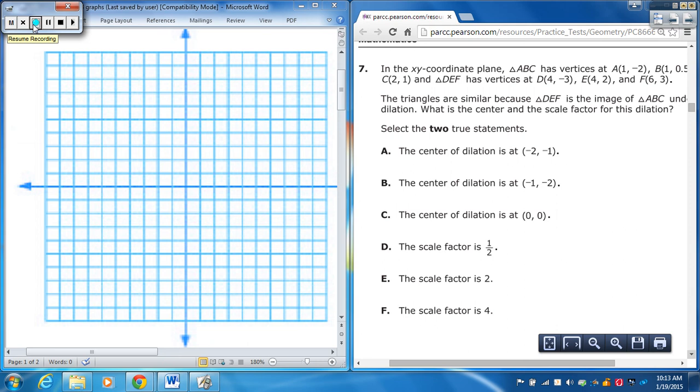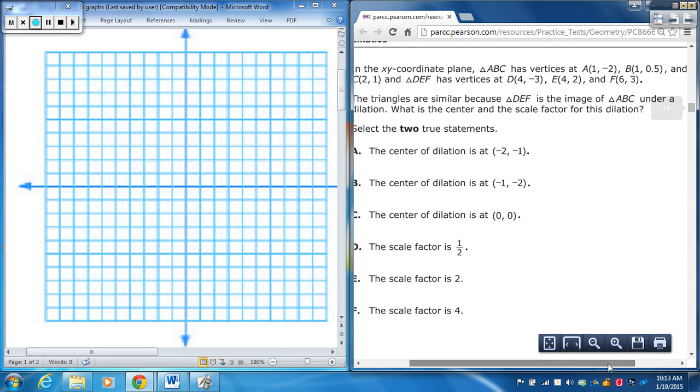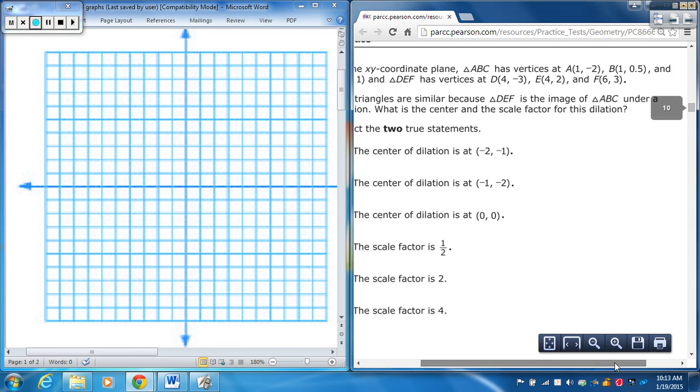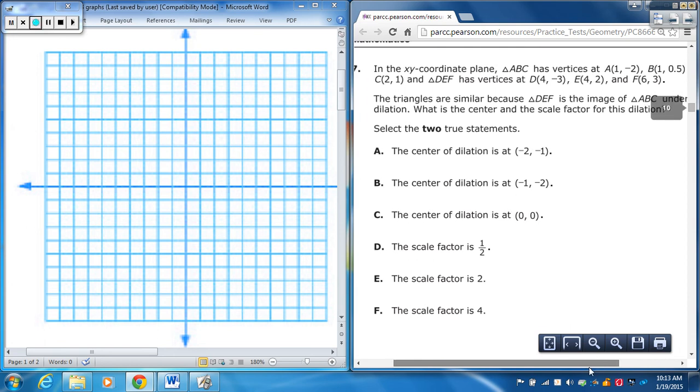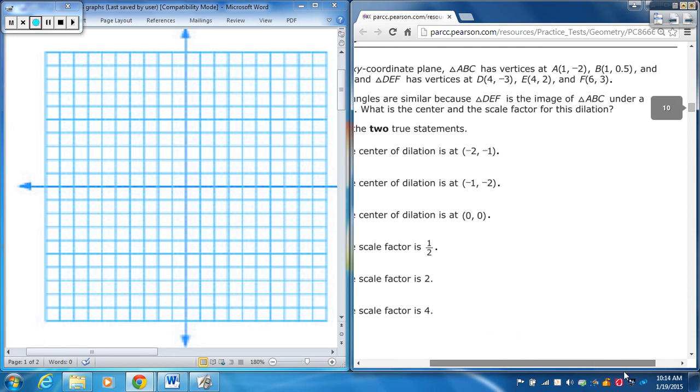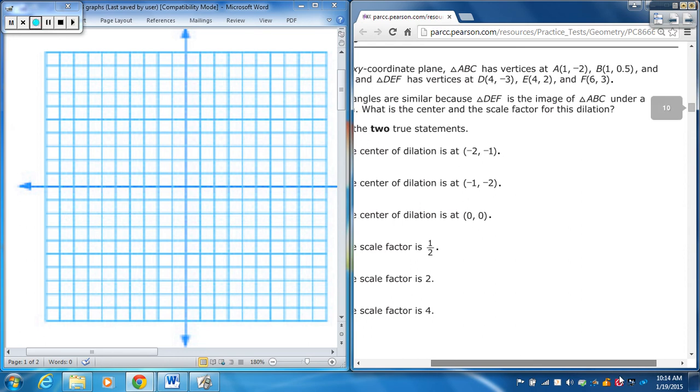All right, and we've come to the end here. Number 7, in the xy coordinate plane, triangle ABC has vertices A, which is at (1, -2), B, (1, 0.5), and C, which is at (2, 1). DEF has vertices D, (4, -3), E, (4, 2), and F, (6, 3).